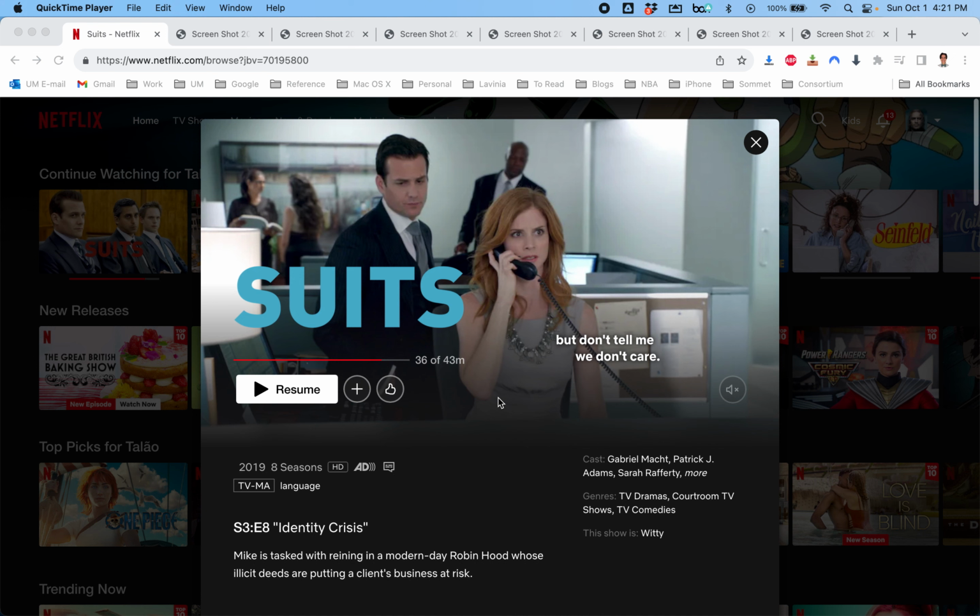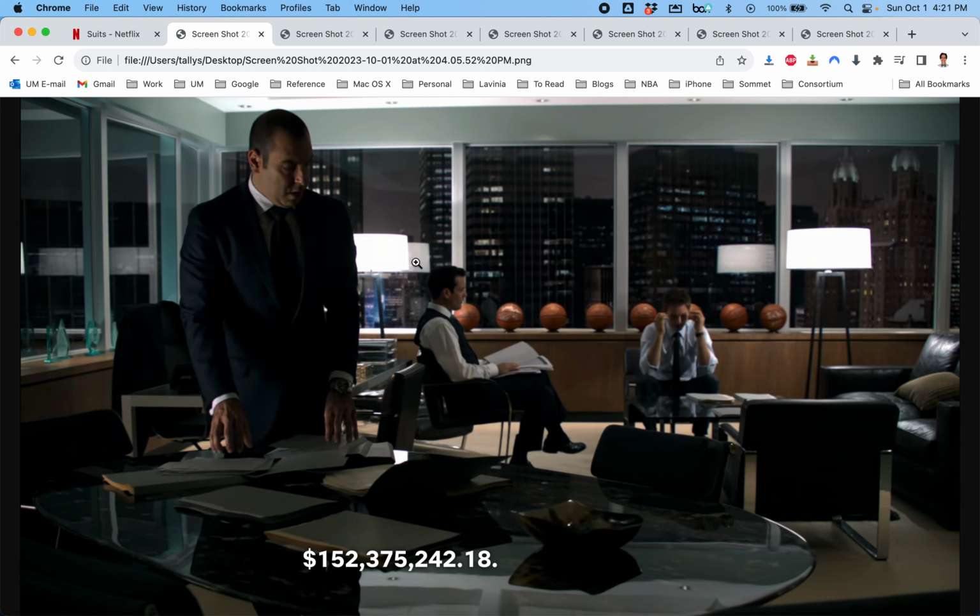Around 35 minutes into episode 8 of season 1, you will see Harvey, Mike, and Lewis in Harvey's office. They're trying to track some money that got stolen from the endowment of a charity. And the exact amount of money that was stolen was $152,375,242.18.